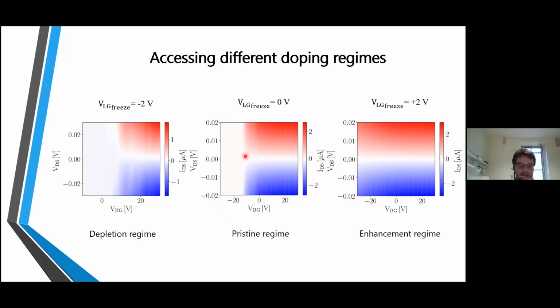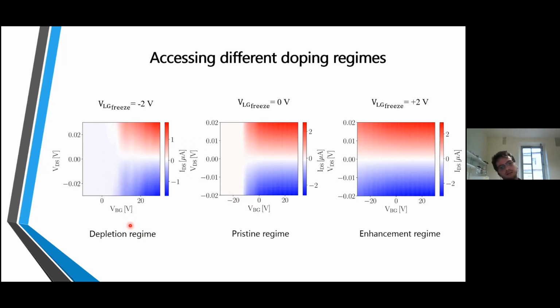So at first glance, the main difference between the pristine regime and the two extrema of the electrostatic doping regime is the shift of the pinch-off voltage. Basically, if the pinch-off voltage in the pristine regime sits around -15 volts, in the depletion doping regime this value is shifted to around +5 volts. This is compatible with the depletion doping regime we are observing.